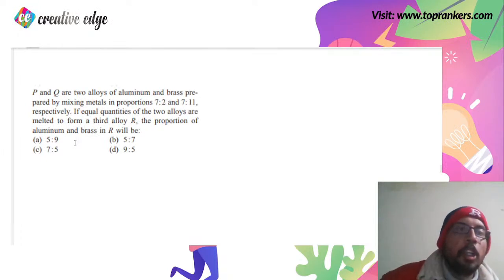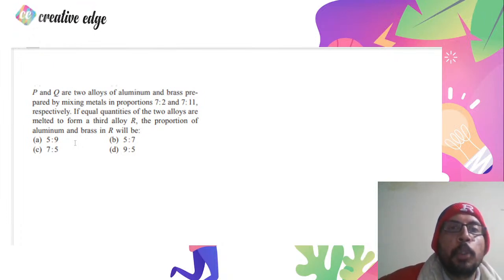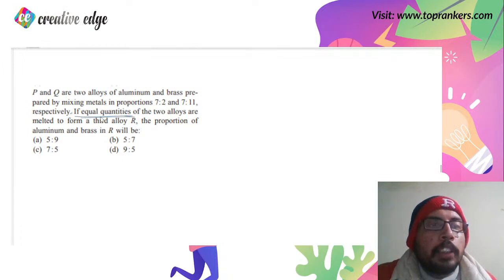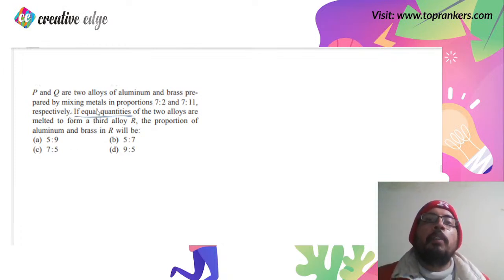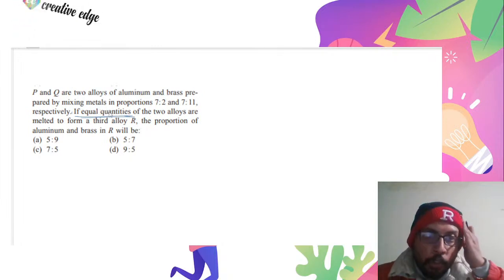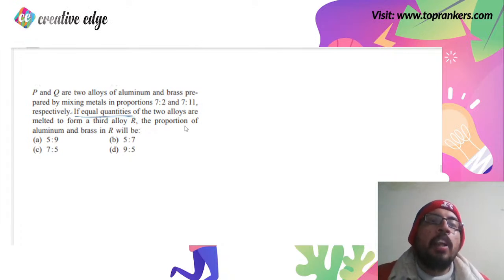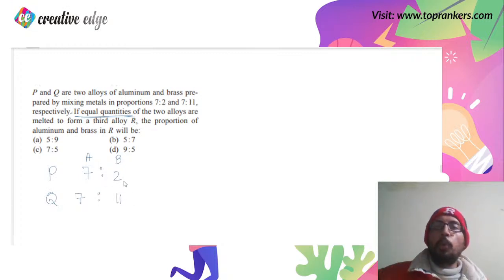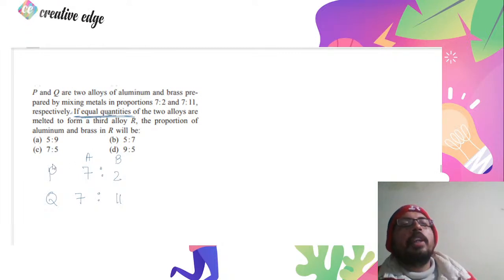Now the next question is, P and Q are two alloys of aluminum and brass prepared by mixing metals in proportion 7:2 and 7:11 respectively. If equal quantities, this is the most important part of the question, of the two alloys are melted to form the third alloy R, you have to find the proportion of aluminum and brass in R. So basically in P, you have aluminum and brass in the ratio 7:2, while in Q it is 7:11.